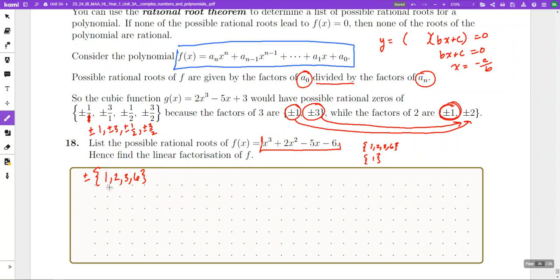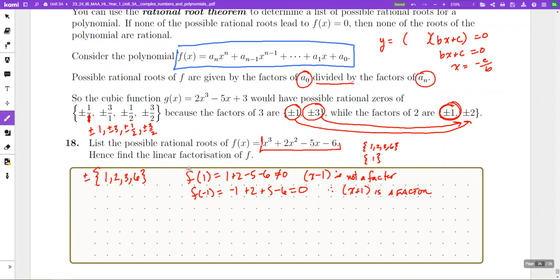So if I want to find the linear factorization, I can't quite factor this by grouping, but it is a cubic polynomial. I could come in and say, what if x was equal to 1? Well, if x was equal to 1, I'd have 1 plus 2 minus 5 minus 6, and that's not 0. So we know that x minus 1 is not a factor. And if we consider f of negative 1, that's going to be negative 1 plus 2 plus 5 minus 6, and that does equal 0. So therefore, x plus 1 is a factor.